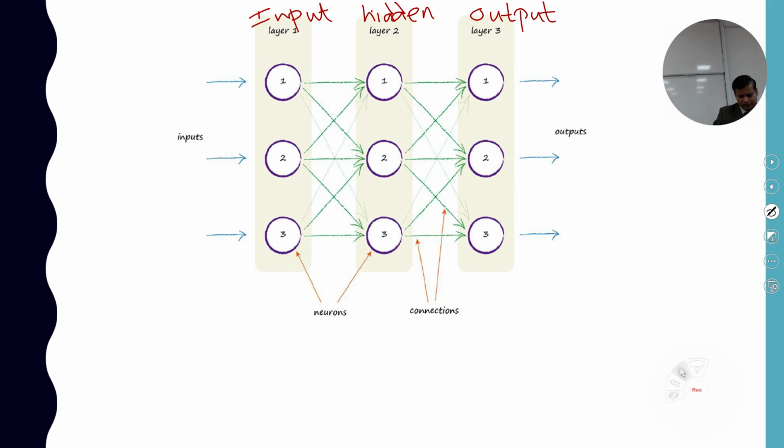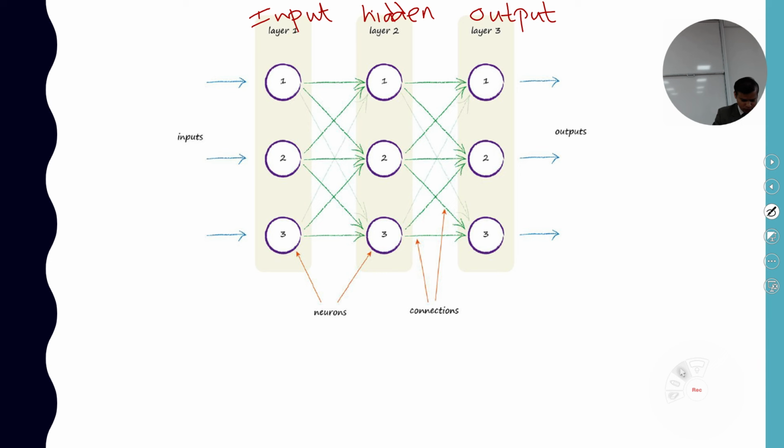Now with this thought in mind, let's discuss further. You don't have to worry about what this hidden layer is. It's simply called hidden because it's just in between the input and the output layer. Nothing special about it. It's just in the middle of these two layers, the input and the output layer.